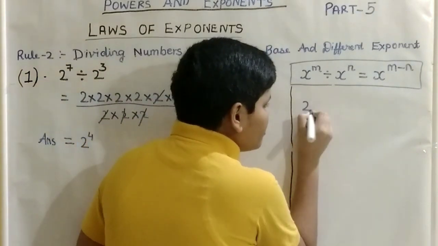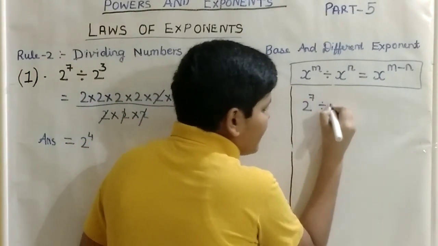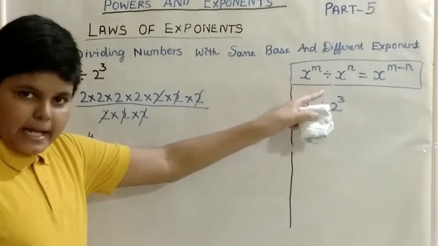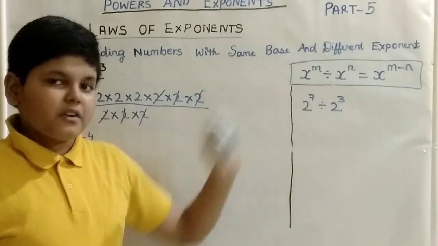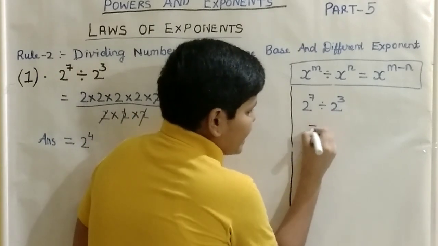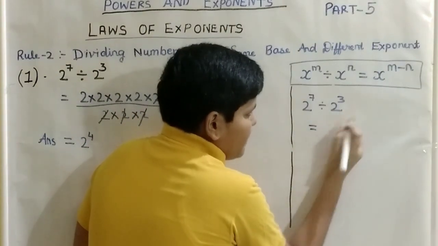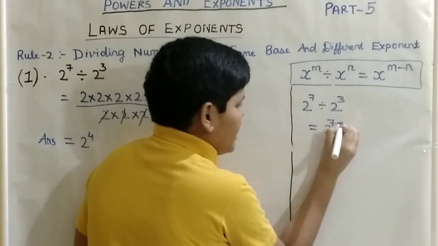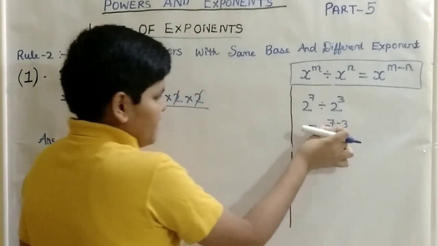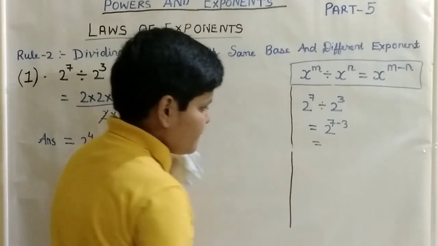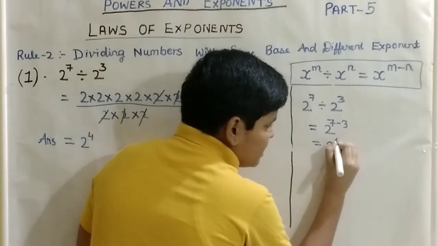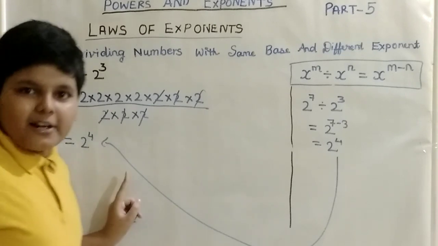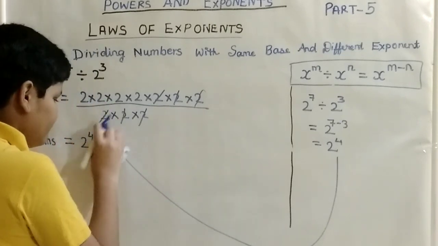We have 2 to the power of 7 divided by 2 to the power of 3. x to the power of m divided by x to the power of n. So we get x to the power of m minus n, where our x is 2 to the power of 7 minus 3. 7 minus 3 is equal to 4. So the answer which you get is 2 to the power of 4. That is just as exact as we got by doing the traditional exponential way.